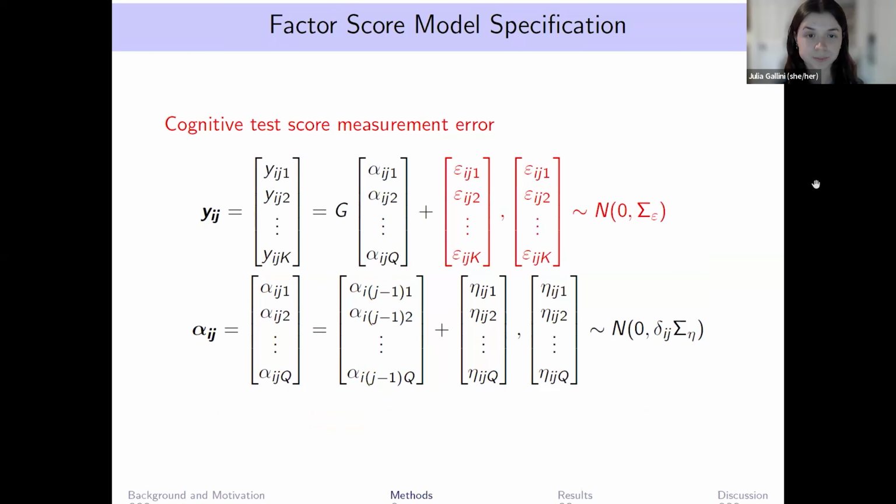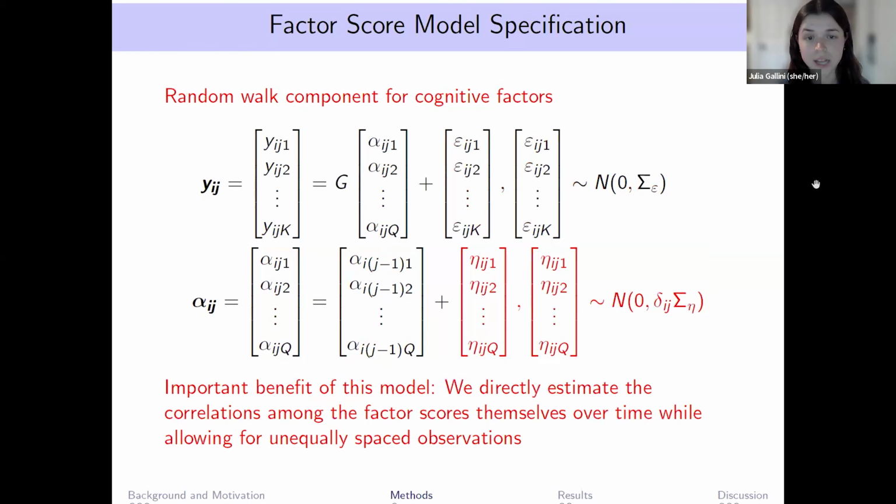Next slide, please. Epsilon is just an error term. We can estimate a covariance structure for it. Next slide. And our etas are also an error term. We can estimate a covariance structure. We can also directly estimate the correlations among the factor scores themselves over time while allowing for unequally spaced observations given the structure of this error term.